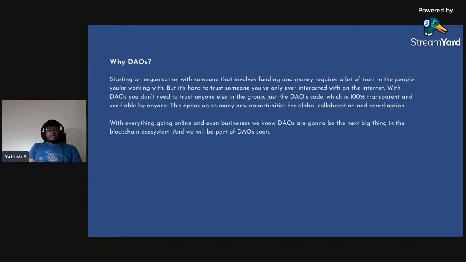So with everything going online, even businesses, we know DAOs are going to be the next big thing in the blockchain, and we'll all be part of DAOs at one point of time. And I'm hoping we will be, because that's the best way to do any kind of business. So this is a heads up for you guys. You're going to be involved in DAOs. You can build exactly whatever you want on DAOs. There is a lot of information out there. You just have to Google DAOs.